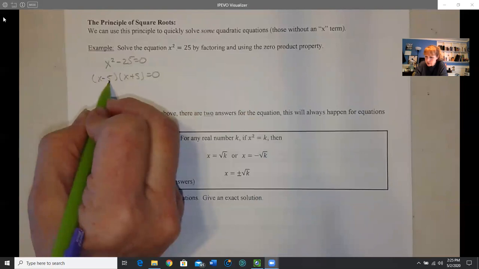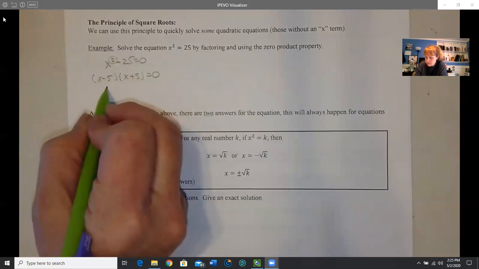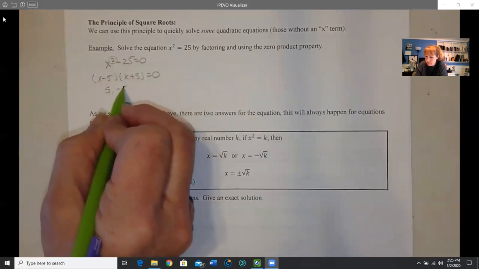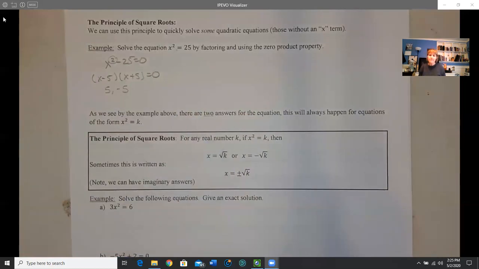And our 2 solutions, 5 and a negative 5. Now you could have 1 solution, okay? And so 1 real solution, but we've got these 2 real solutions here, 5 and negative 5. When I say real, they don't have an imaginary part. But with these, we may have some with imaginary numbers as answers.